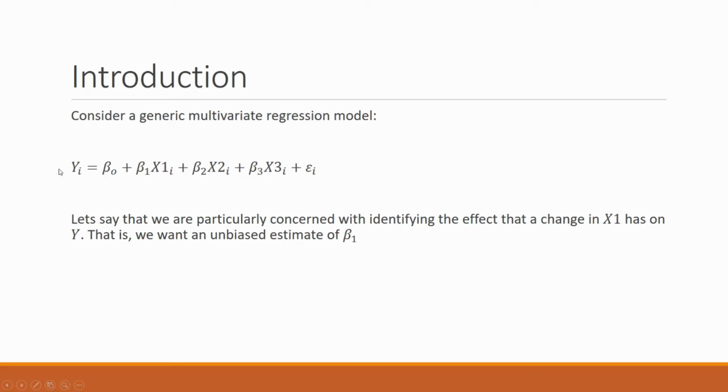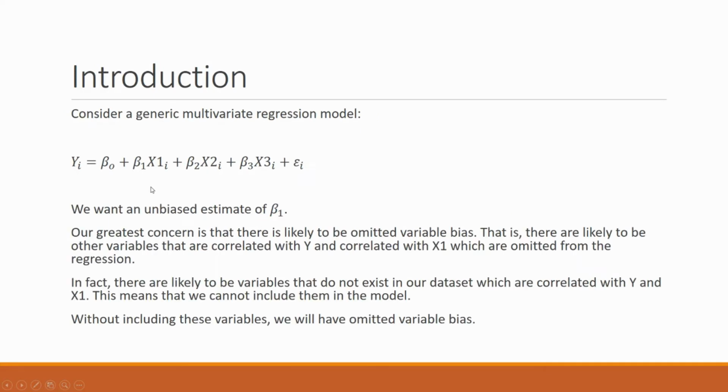Let's say that we have this model and we are particularly concerned with identifying the effect that a change in x1 has on y. That means we're particularly interested in knowing the relationship between x1 and y. That means we really want an unbiased estimate of beta 1. We want to know what beta 1 is. All right, so what we really want the most is an unbiased estimate of beta 1.